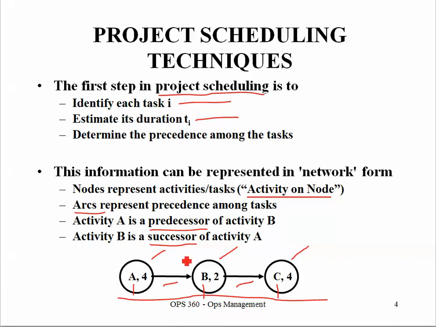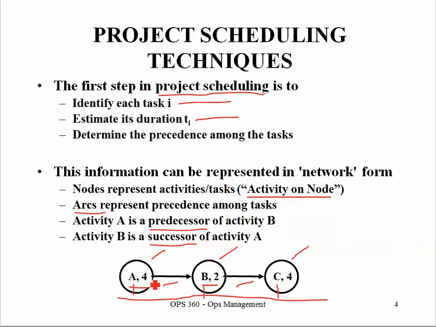So a simple example of predecessor and successor activities. Think about getting dressed in the morning. You could think of A as putting on your socks, assuming you wear socks, and B as putting on your shoes. You can't put your shoes on until you put your socks on. So putting on your shoes is a successor activity of putting on your socks, just like putting on your socks is a predecessor activity of putting on your shoes.